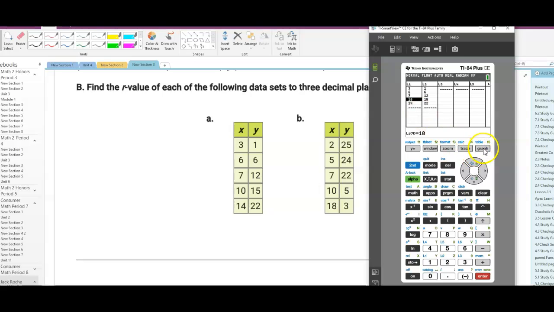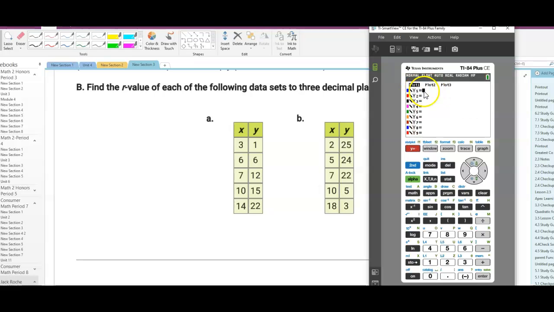Now, if I hit graph, notice how it comes up. Now, I did have to change my window. So X min means what's the smallest X value on the graph you want. X max is your largest. I want to be able to see all the way through 14 on the X-axis, all the way through 22 on the Y-axis. So I set my Y max at 25. Now when I hit graph, I see my data.